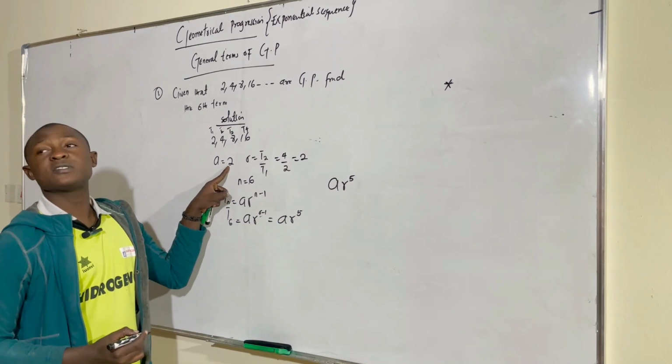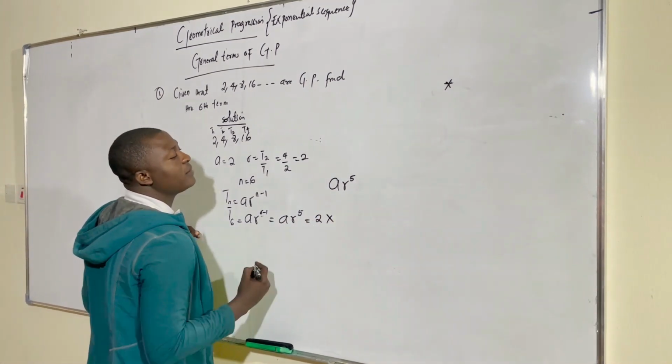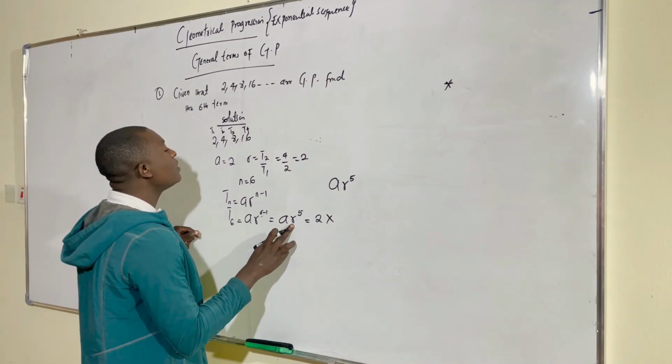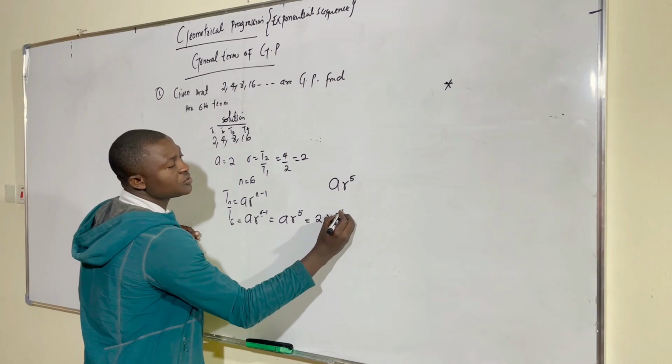So what do we have for the first term? Our first term is 2. That's going to be 2 multiplied by our common ratio. What do we have for the common ratio? It's also 2. That's 2 raised to the power of 5.